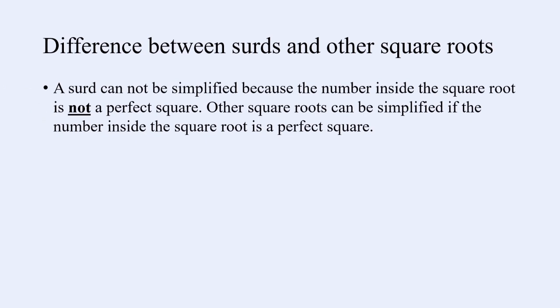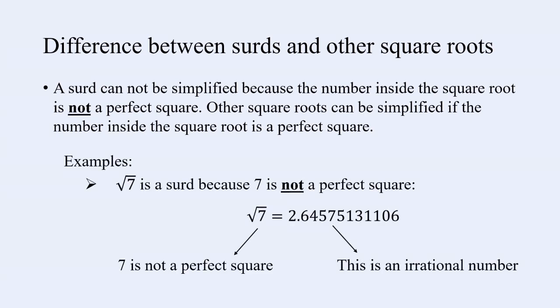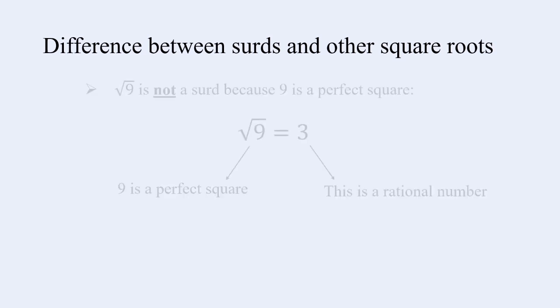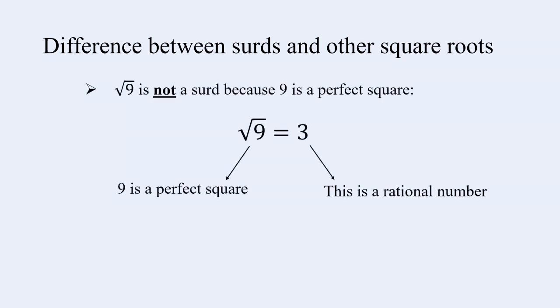Other square roots can be simplified if the number inside the square root sign is a perfect square. So for example, root 7 is a surd because 7 is not a perfect square. Root 9 is not a surd because 9 is a perfect square.